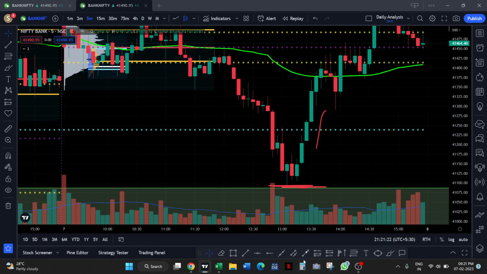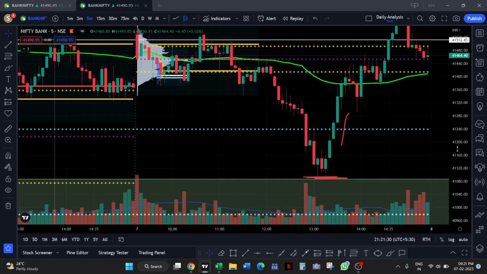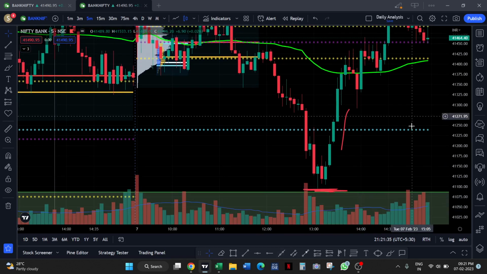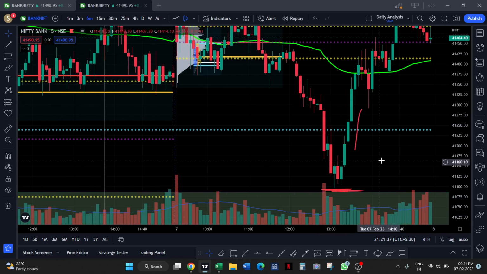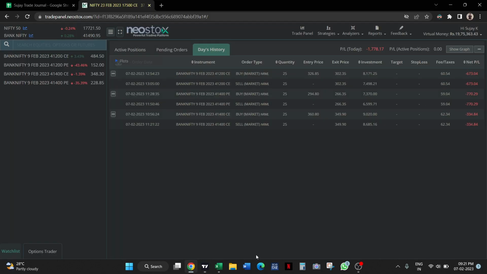The only mistake I had done in my last trade was taking a counter trade without any logic. Out of greed I took a counter trade, and that was a bad mistake I did. So, anyways, that cost me around 673 rupees. The total loss was around 1700 rupees.